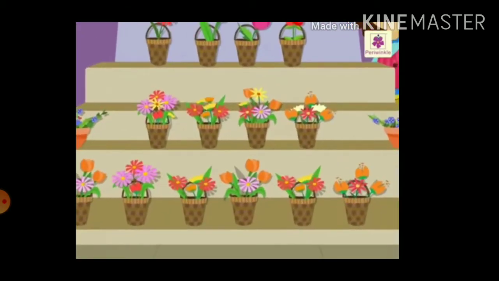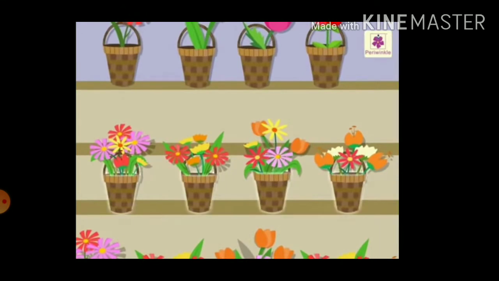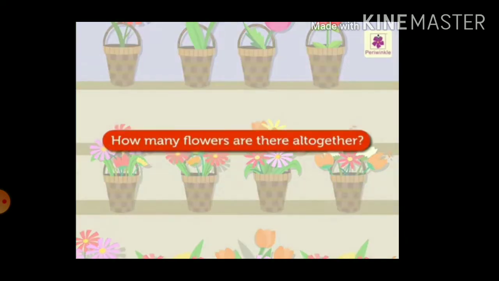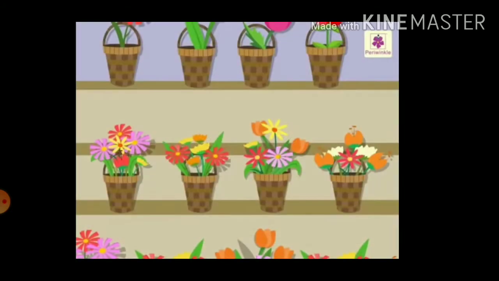Look here. There are 4 baskets. Each basket contains 6 flowers. How many flowers are there altogether? 4 into 6 is equal to 24. So, there are 24 flowers.